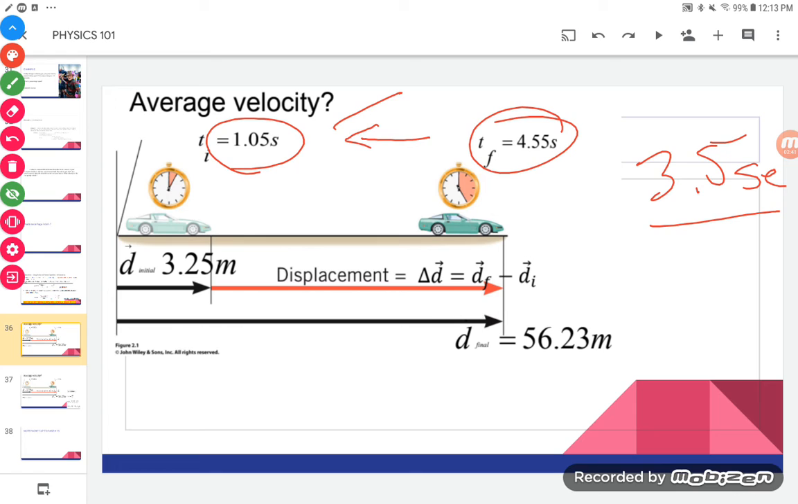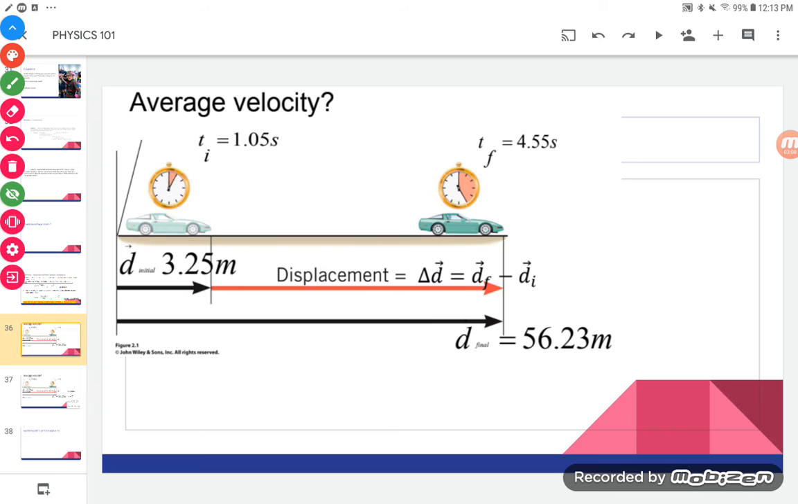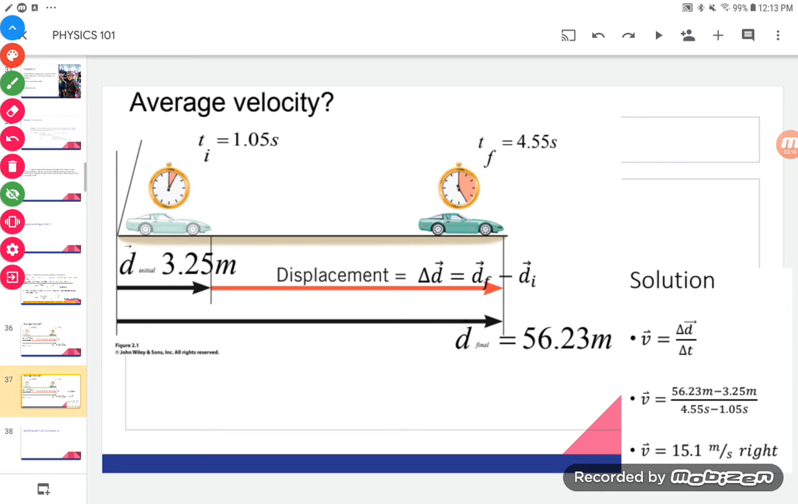Okay, and displacement is the difference in the points, and obviously it's going from the fronts of the car. This line's measuring the front of the car, so we need to measure from the front of the car here. It's saying that this car is at 3.25 meters, so you start there, okay? So final distance is 56.23, so you'll be 56.23 minus 3.25 to find your delta D, okay? So to solve this problem, this is what it looks like down here.